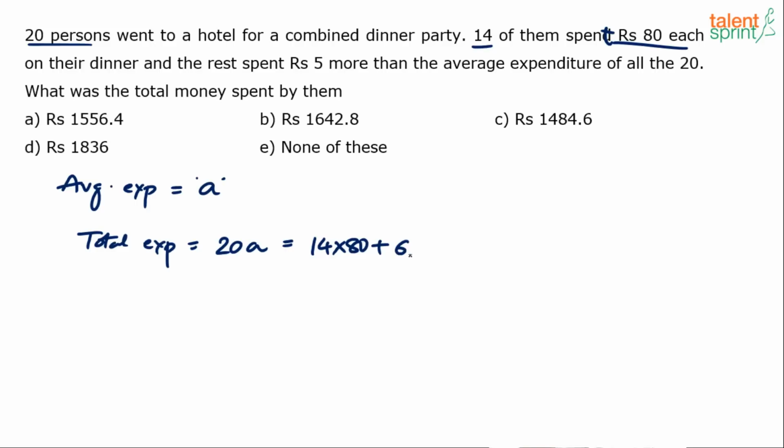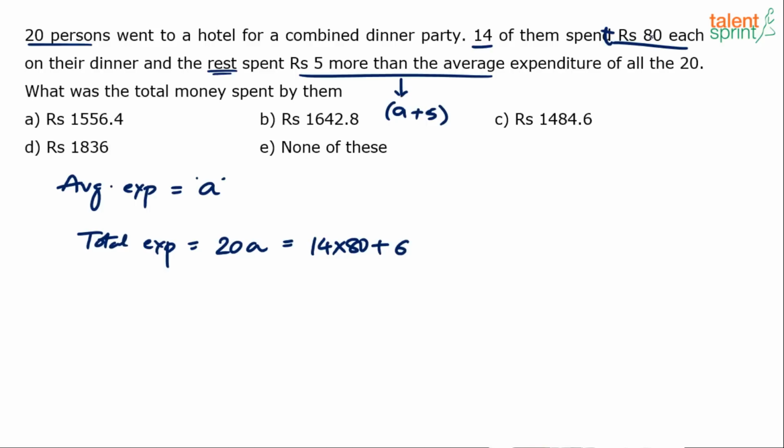Plus remaining 6 guys. How much is spent? 14 spent 80 each on their dinner, and the rest is what remains, 6 of them, right? They spent rupees 5 more than the average. 5 more than the average means what? A plus 5, where average is A. They've spent 5 more than that, so A plus 5. Who have spent 5 more than average? The remaining 6 guys, right? Rest here indicates 6.